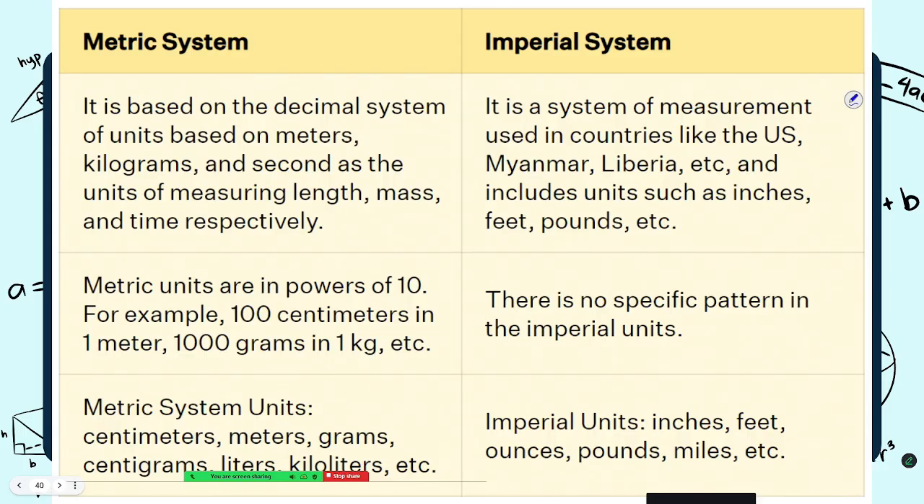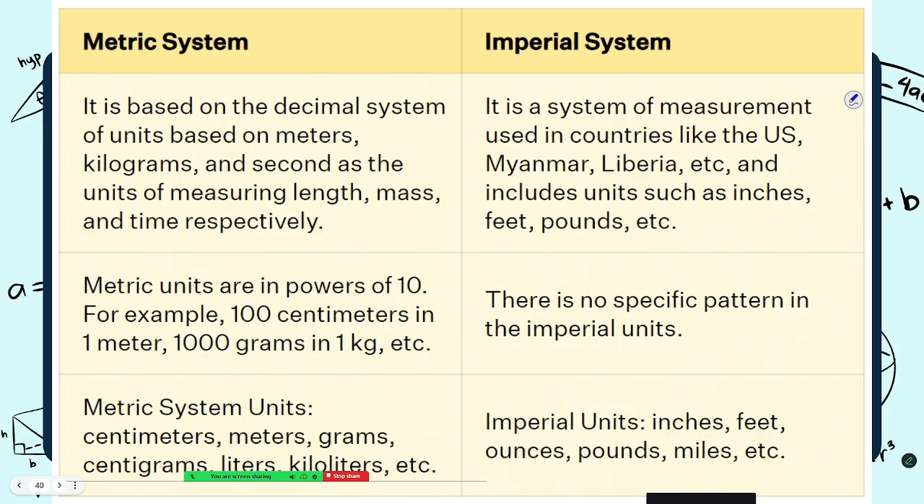Metric units are in powers of 10. So 100 centimeters in 1 meter, 1,000 grams in 1 kilogram. There's no specific pattern in the imperial units. That makes it a little bit harder to convert between if we were to do that with the imperial system.